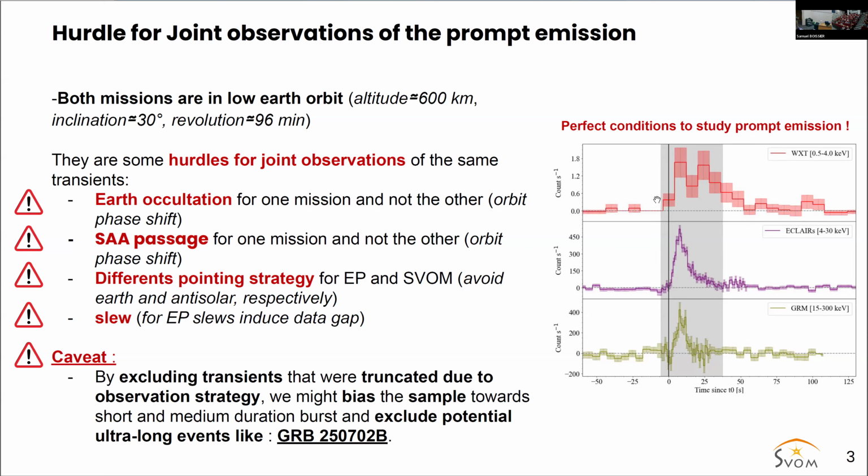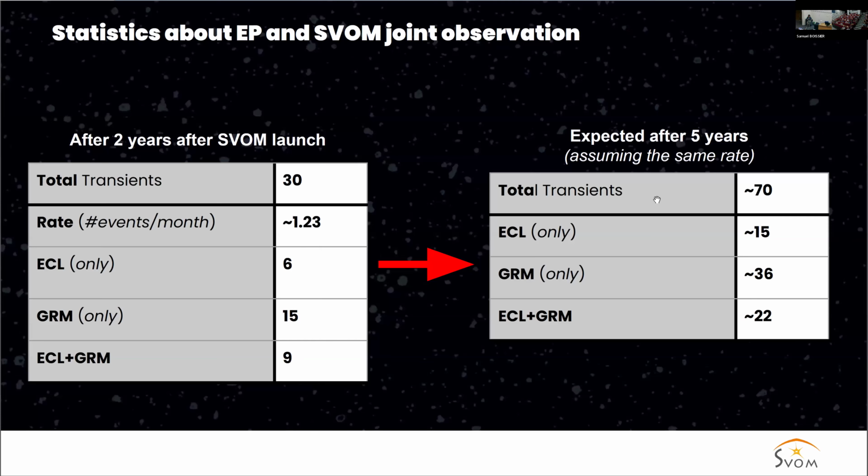This is a big effect for EP-WXT because when EP-WXT is slewing, the source goes from optics to optics, and so you are no longer able to reconstruct its light curve. So it can cause problems, and it will truncate your light curve. Now, in terms of statistics between the two missions, for joint observations, after 2 years of SVOM we have a total transient number of about 30 detected by EP and SVOM, for a rate of around 1.2 per month.